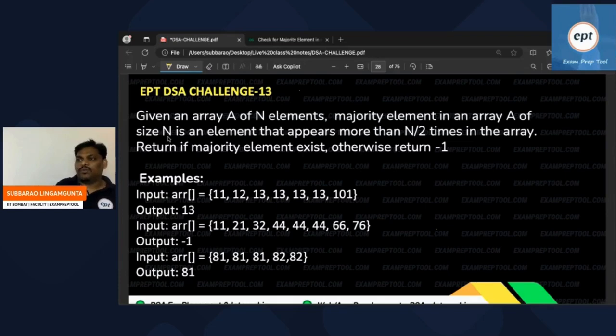So some elements: 10, 20, 30, 30, 30, 40, 50, 30, 30, 60, 30. I think 30 is repeated more than half. 11 people, 11 by 2 is 5.5, more than 5 is 6. So 30 appears 6 times. I hope so. So the majority element exists. We want to see the answer as 30. How are we going to proceed with this? There is one algorithm, I think, Moore's voting algorithm.